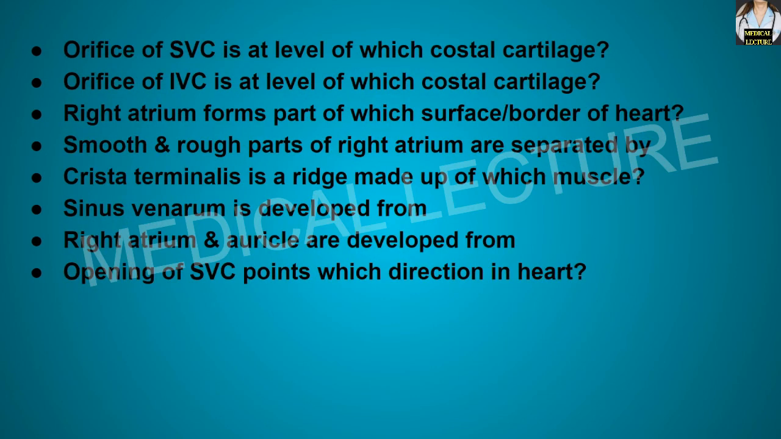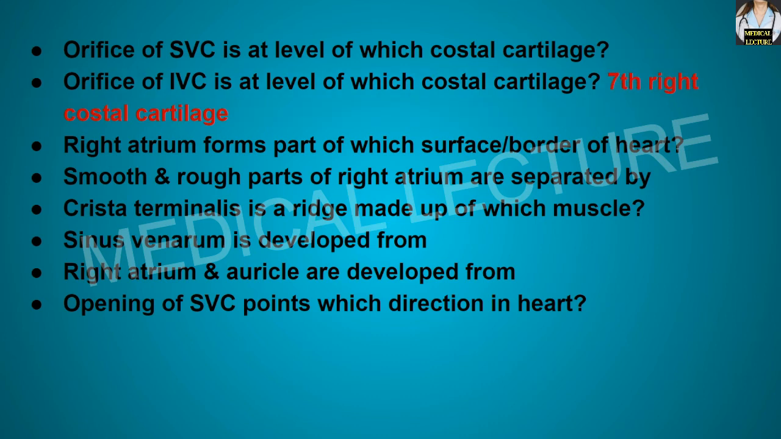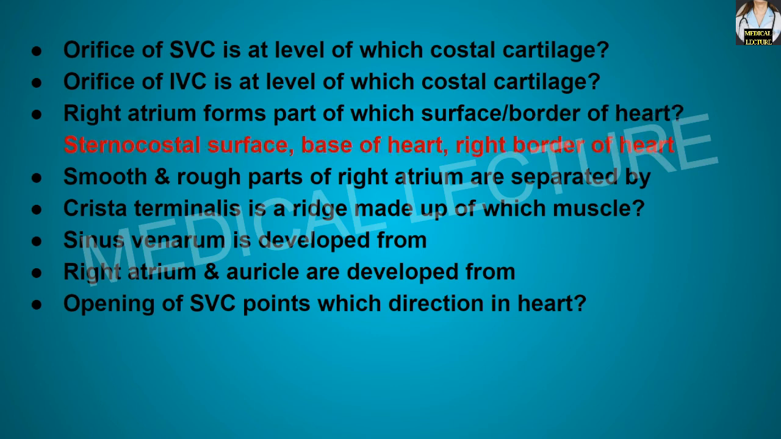Orifice of the superior vena cava is at level of which costal cartilage? So, at the right third costal cartilage. Orifice of the inferior vena cava is at level of which costal cartilage? So, right seventh costal cartilage. Right atrium forms part of which surface or the border of the heart? So, right atrium forms sternocostal surface, base of heart, and the right border of the heart.